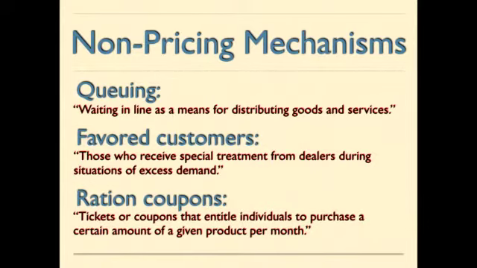Another mechanism is favored customers, people who receive special treatment from dealers during situations of excess demand. So, for example, during this time period, I full well know, I was a young kid at the time, but my father was friends with people who owned gas stations, and he was ensured of getting gasoline because he was friends with the gas station owners. So he could go and get gasoline if he wanted.